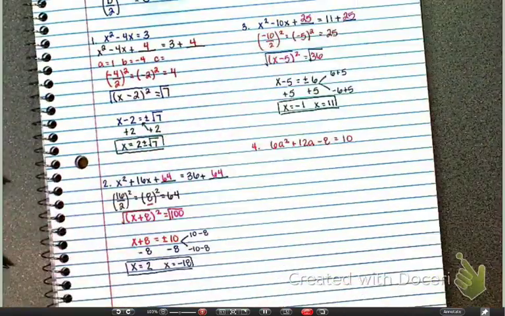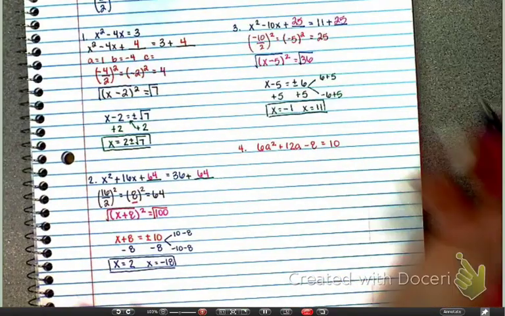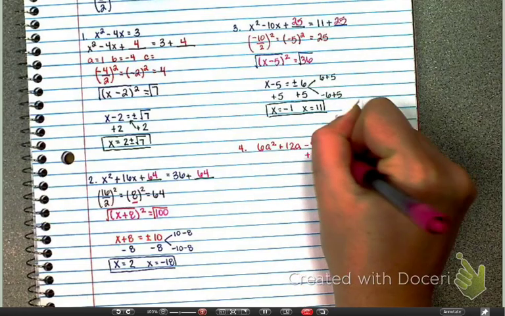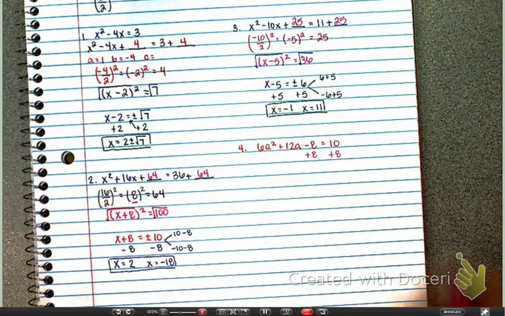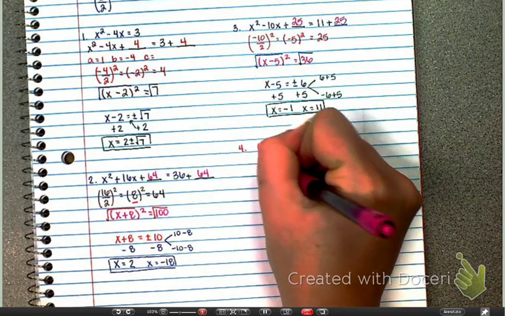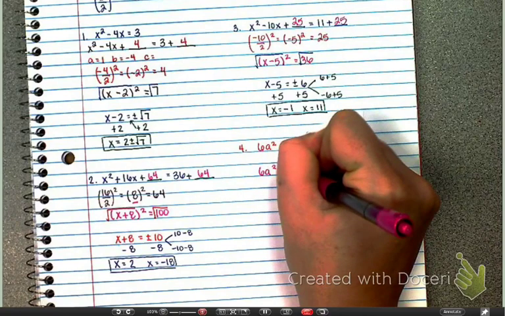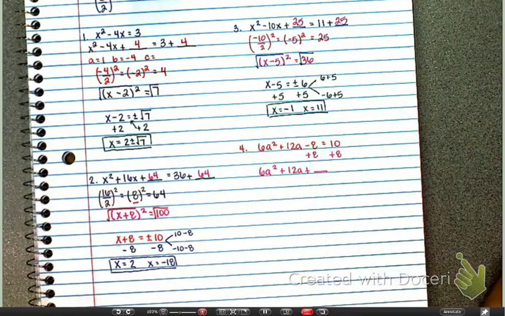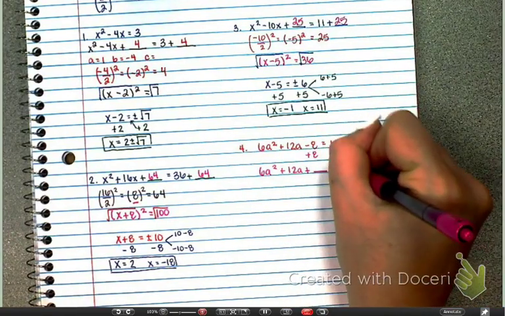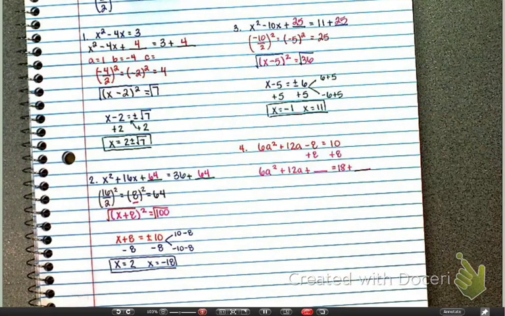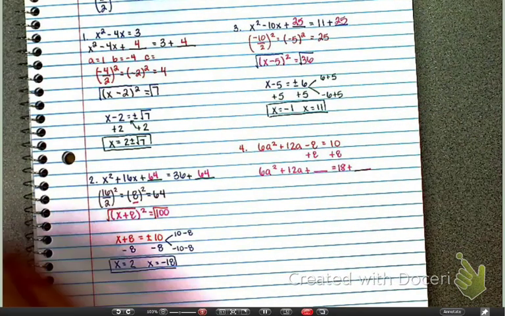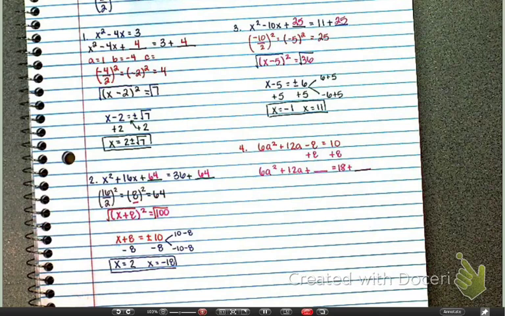How do I move negative 8? Add 8. Okay, so if I add 8 to both sides, I have 6a squared plus 12a. Now I can add my blank, right? Equals 18 plus that blank. So now it looks more like that original example I showed you. Everyone agree with that? Okay.